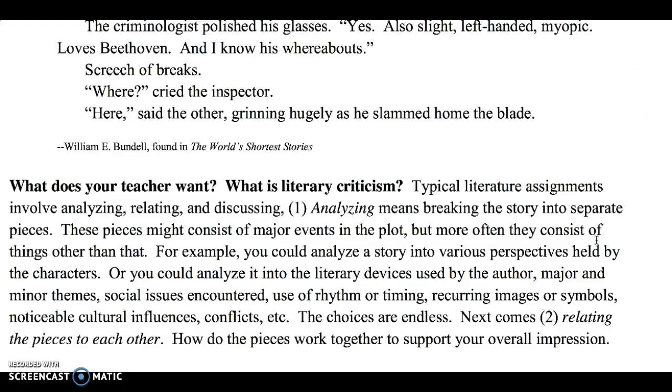You can analyze a story from characters. Sometimes we have some really cool, very interesting, unique, hard to read characters. You can talk about the author. You can talk about major and minor themes. You can talk about what's great to relate to today's social issues. You can talk about rhythm and timing and images or symbols, cultural influence, conflicts. As the website says here, and as I would say to you, the choices are endless.